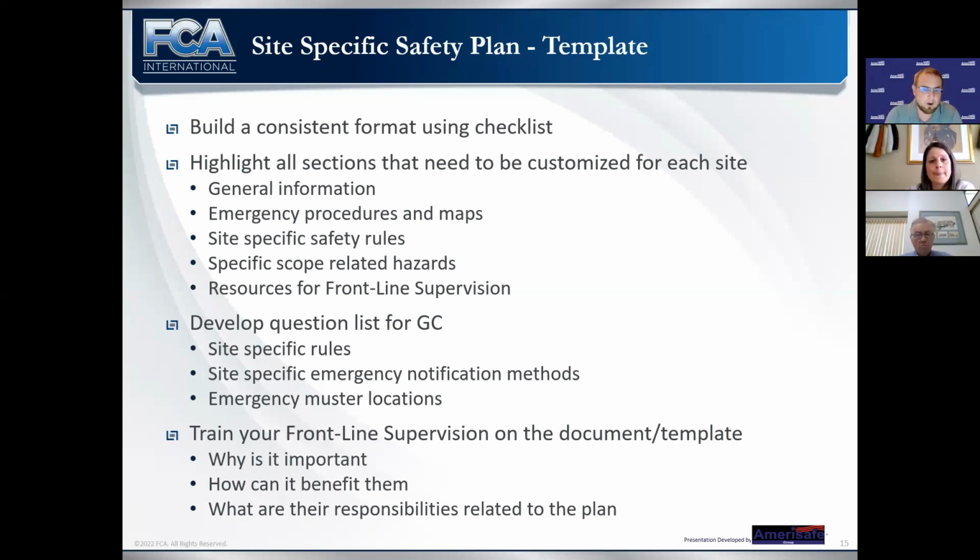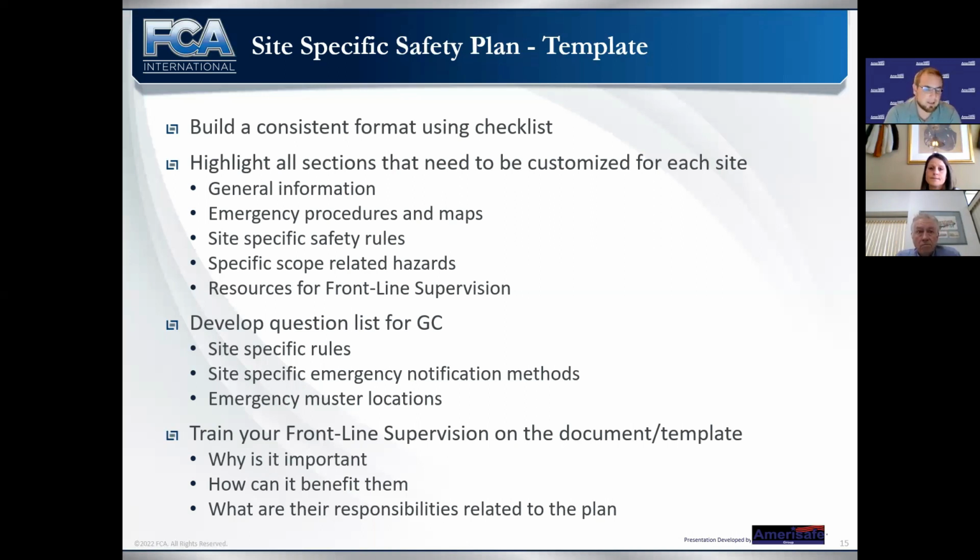You also want to develop a list of questions for the general contractor. There are answers that we put into our site-specific safety plan that we don't have. What are the site-specific rules for the general contractor? We need to reach out to the general contractor and find that information out before we put it into our safety plan. Same with their emergency action plan for that site. How do they notify? What are the muster locations? Those type things are really necessary.